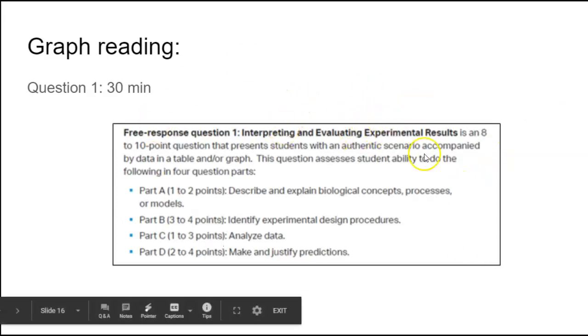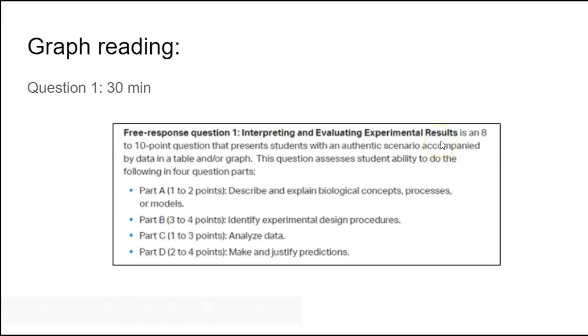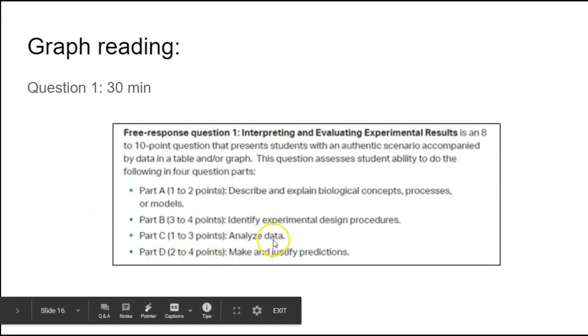It will be interpreting and evaluating experimental results. So just like in that lactase assignment, you'll have a scenario, like the lactase scenario, accompanied by a data table and a graph. You won't have to graph, but you will have to analyze graphs. And part A will be 1 to 2 points. You'll have to describe or explain the biological concept or model in the diagrams that they give you. Part B, you'll have to identify experimental design procedures, independent variable, dependent variable, controls. So we'll practice that as well. Part C, you'll have to analyze data. And part D, you're going to have to make and justify predictions.